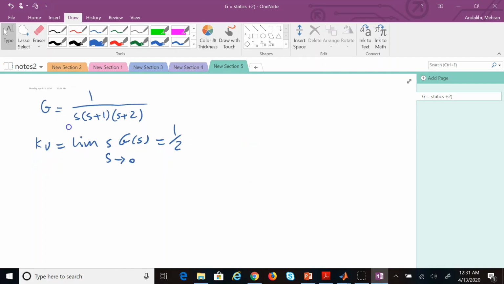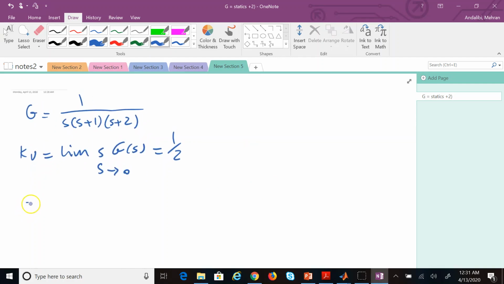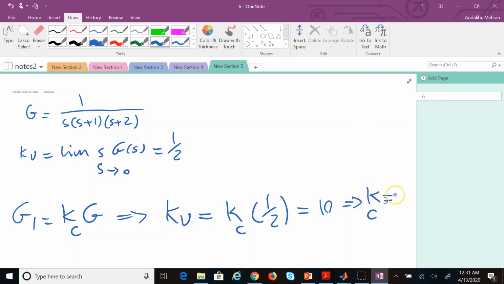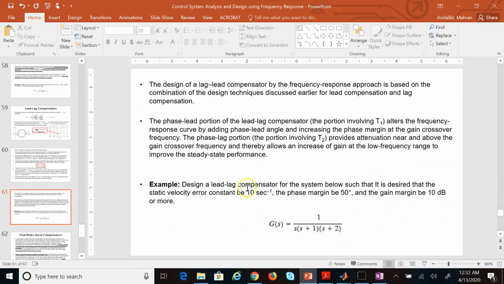So I add this gain Kc to the system, so G1 is Kc times G. And so the Kv of the new system is going to be this gain Kc multiplied by the previous Kv, which is 1/2. I want this number to be 10, therefore that constant Kc is going to be 20 units, to provide me with a much smaller steady state error. So that's the first stage.